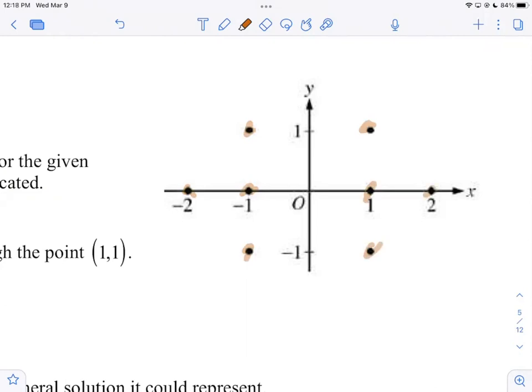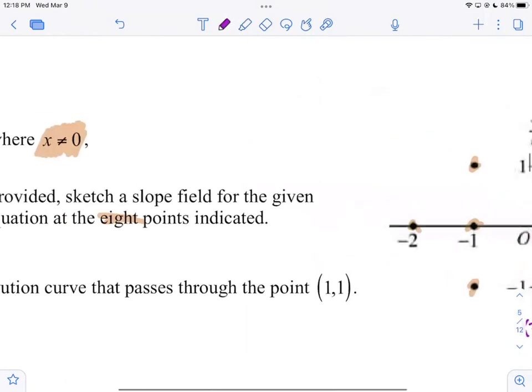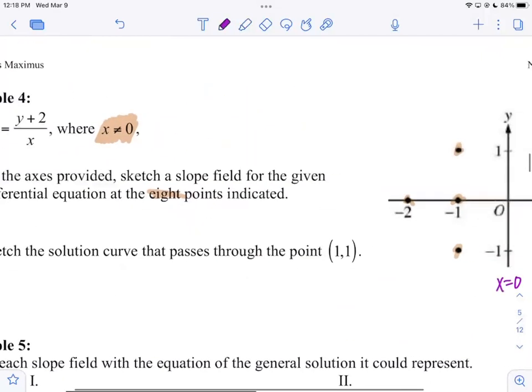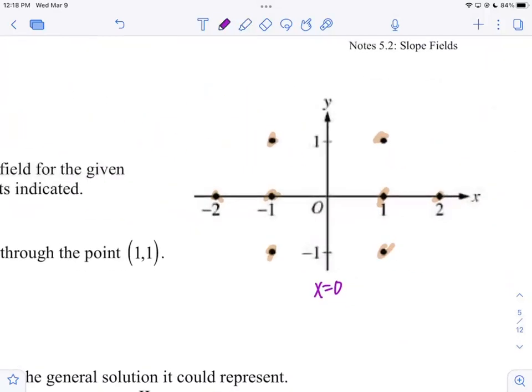Hey, they don't have any dots up and down the y-axis. You think that's on purpose? Yeah, because what's another name for the y-axis? x equals 0. And they told us that x can't be zero. So what if you accidentally or irresistibly, I should say, went ahead and drew some slopes on the y-axis? That would be bad. You could lose points, right? If you volunteer extra information, it has to be correct. Otherwise, you lose points, okay?